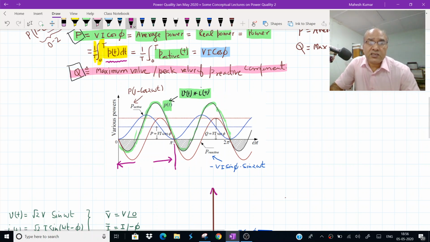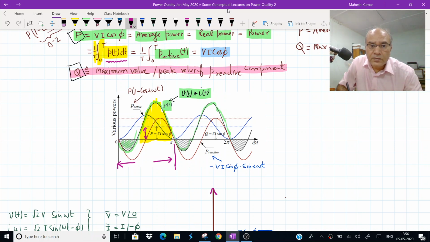The first thing is the negative value is from here to here. You can see this is negative value, and positive value is from here to here. This is the positive value. And if you find the average component of positive and negative, that becomes the real power. So you can see the average value is this one, VI cos phi. This is the average component from here to here.